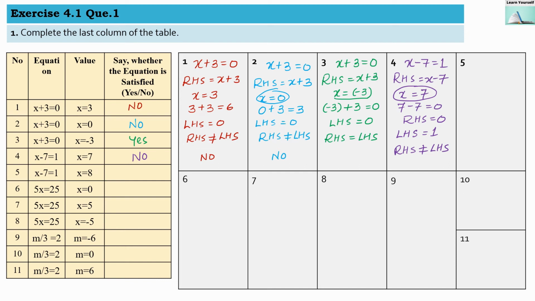The fifth equation is x minus 7 equals 1, and our LHS here is x minus 7, and we have to take x equals 8. So when we are taking x equals 8, we will get 8 minus 7 equals 1 for LHS.